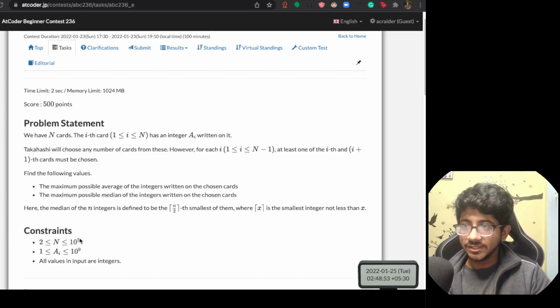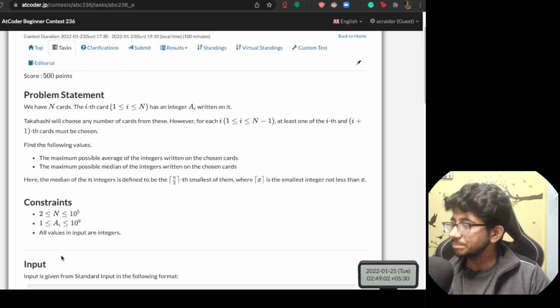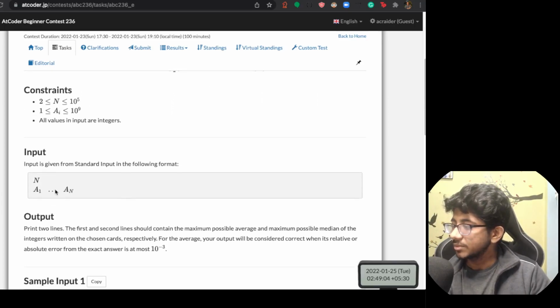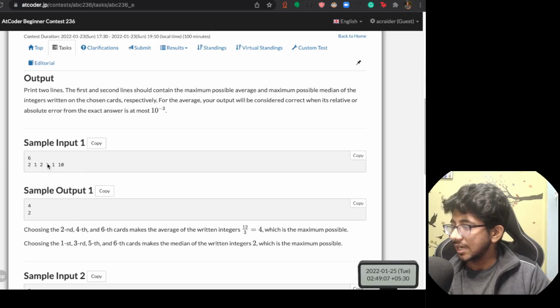Now, while in the reading phase itself, we understand that there are going to be 10 to the power 5 numbers. So we don't really have the possibility of some random technique like DP, because the number values are pretty high as well. Then we have the numbers. This is the input format. Fine. Let's have a look at the sample.